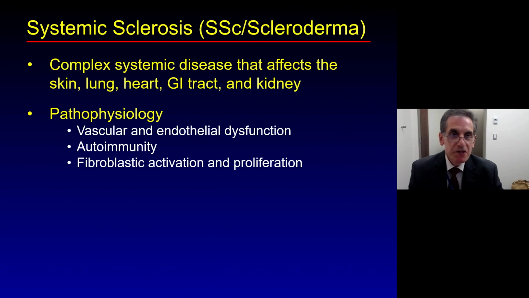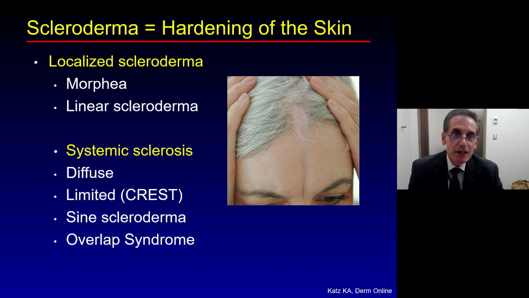Systemic sclerosis, otherwise known as scleroderma, as you know, is a complex systemic disease that can affect many organs, including the skin, lung, heart, GI tract, and kidney. The pathophysiology involves vascular and endothelial dysfunction, autoimmunity, and fibroblastic activation and proliferation. Scleroderma means hardening of the skin, and it can be localized, such as what's called morphea, or it can be what's called systemic sclerosis, which can either be diffuse or limited disease. And then there are other autoimmune diseases that can have a component of scleroderma-like findings.